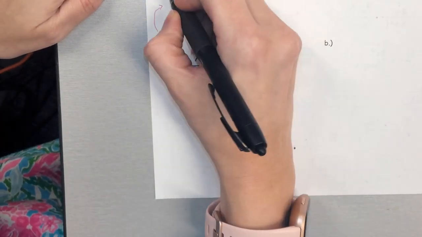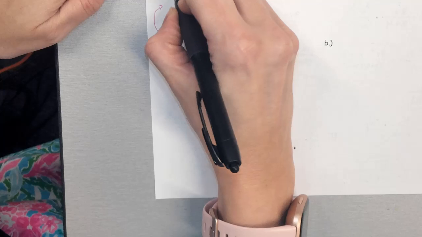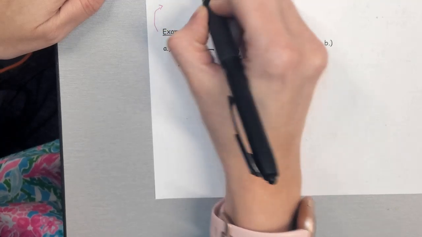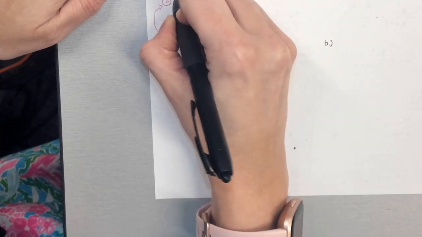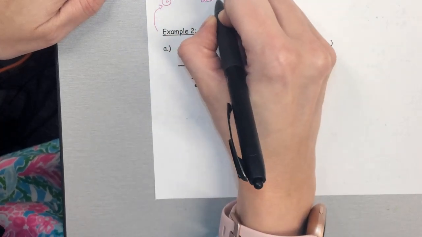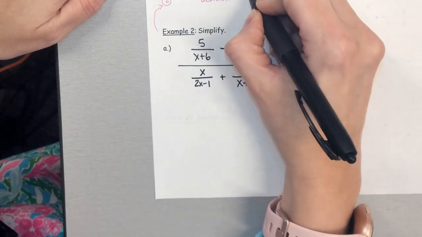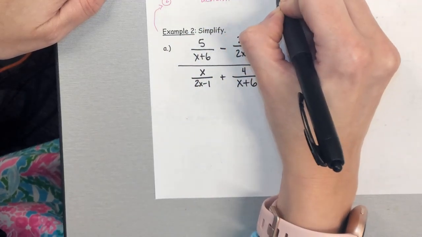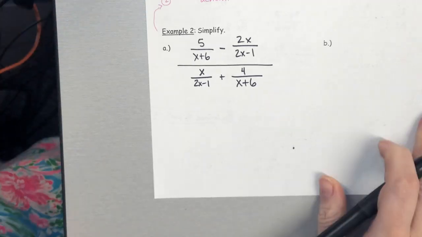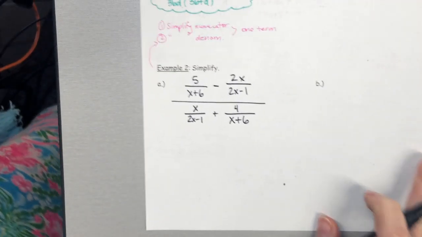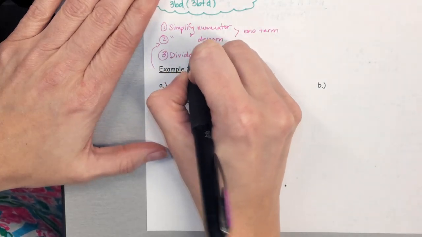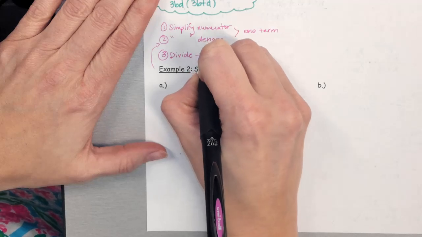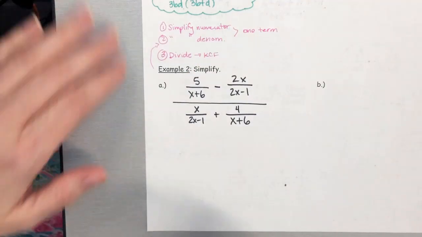Okay, so when you're simplifying in example 2, the first thing we're going to do is simplify the numerator. Going to simplify the denominator. And by simplify, what we mean is you're going to make it into one term. Because if you can make that into one term, then we can divide using the keep, change, flip.